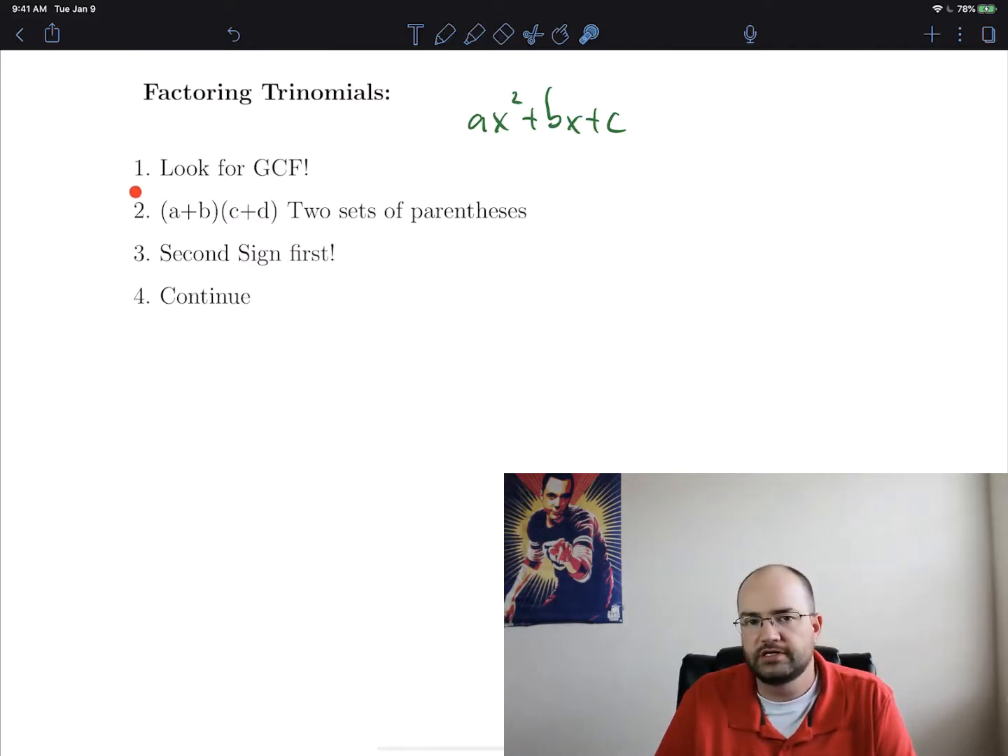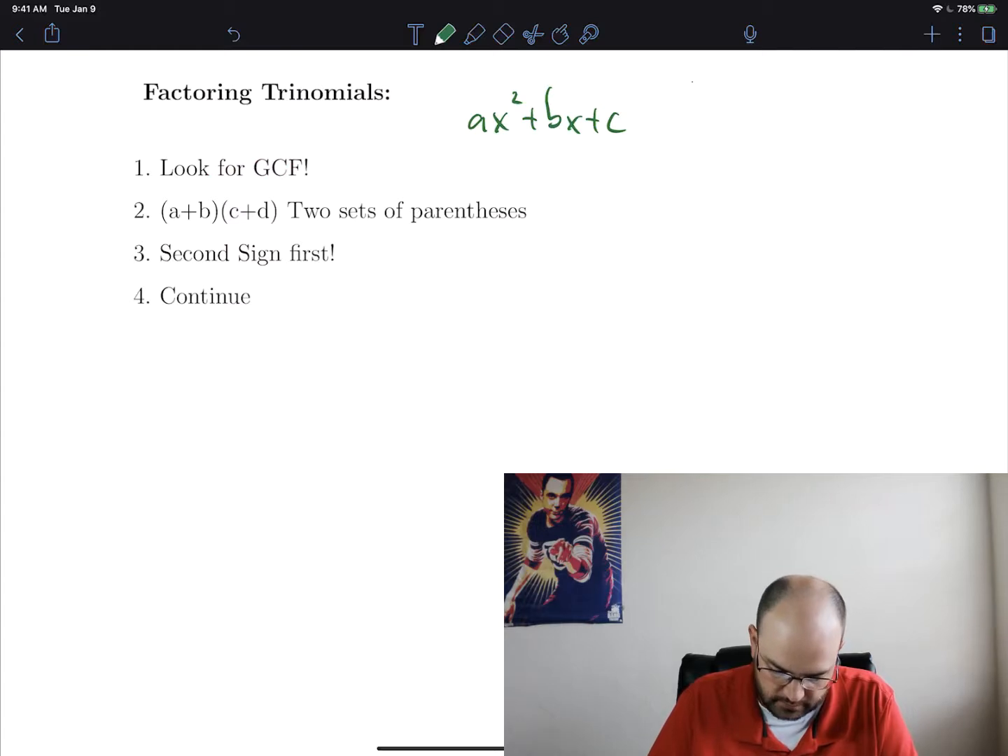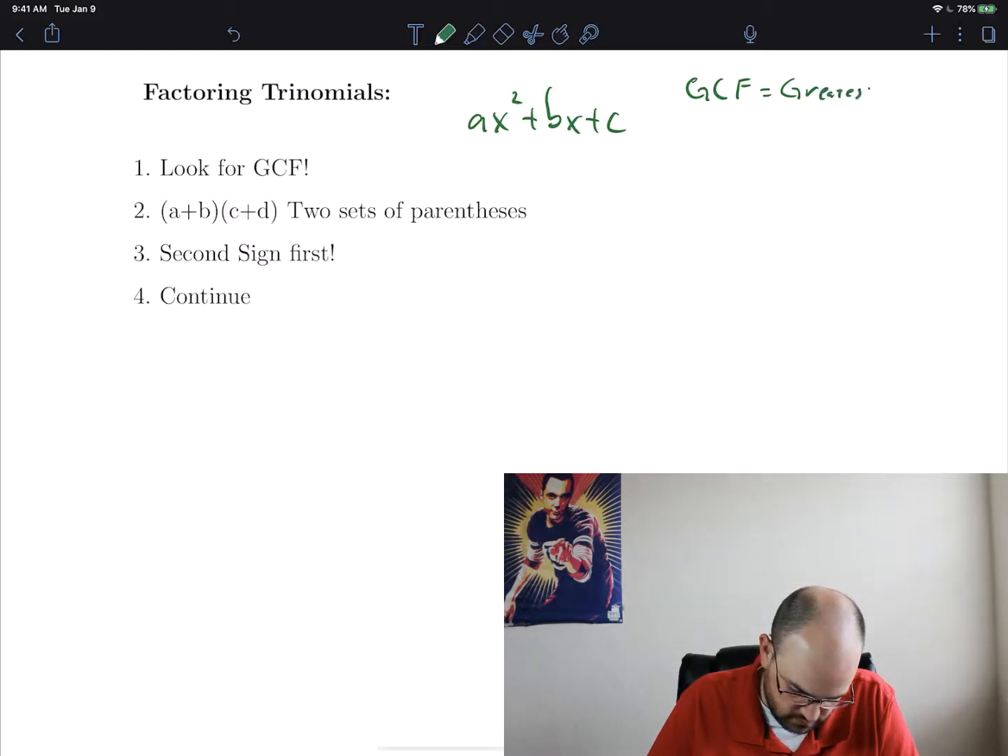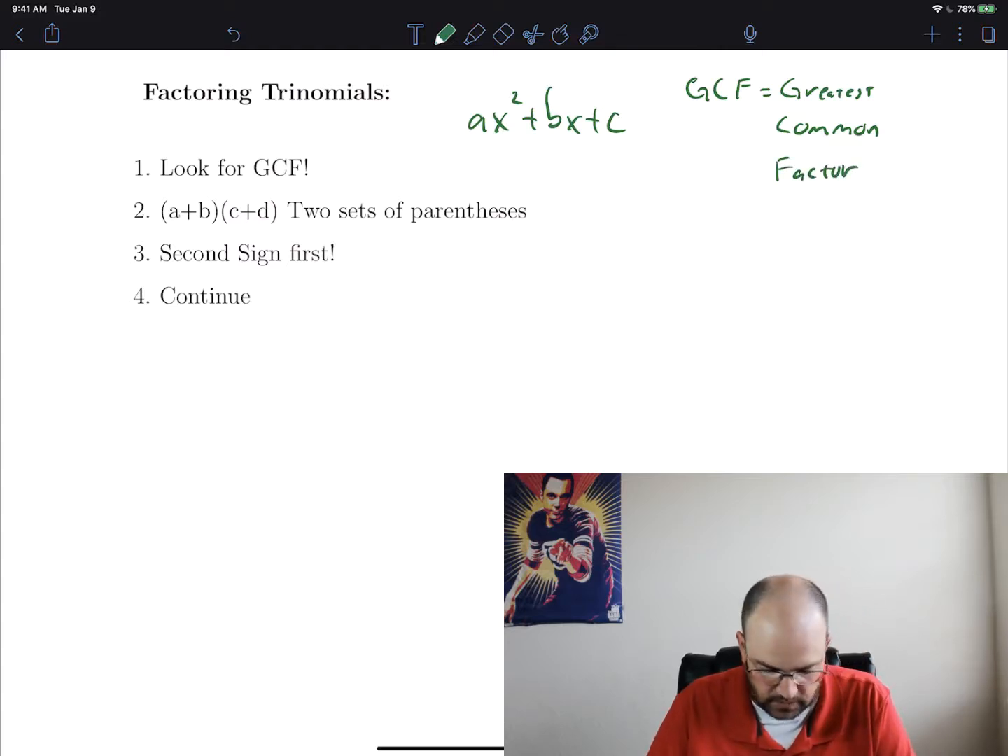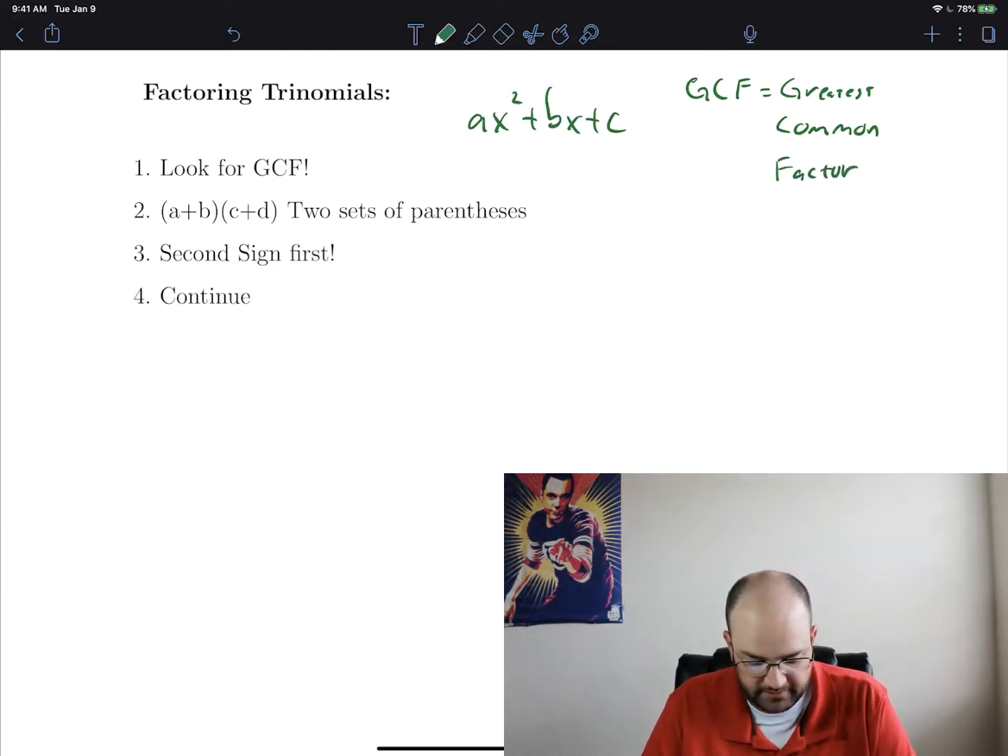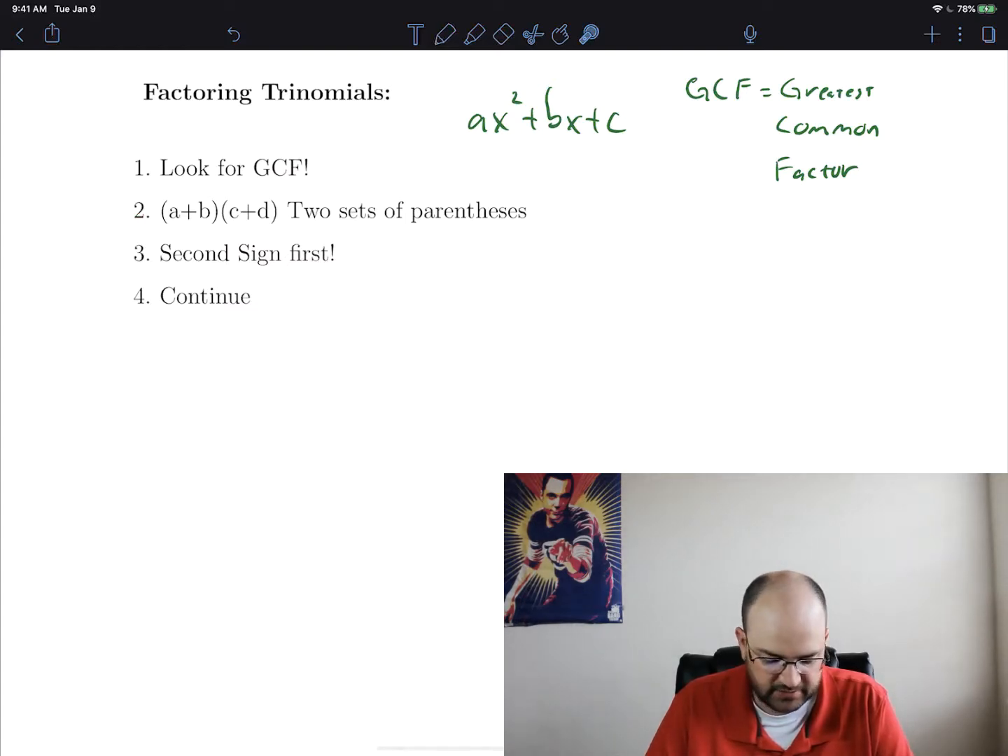The first thing you want to do is always look for a GCF, a greatest common factor. Okay, so a greatest common factor is important because it's always the first thing we look for. But once you've factored out any greatest common factors, then we go to the next step. And the next step is to do two sets of parentheses.